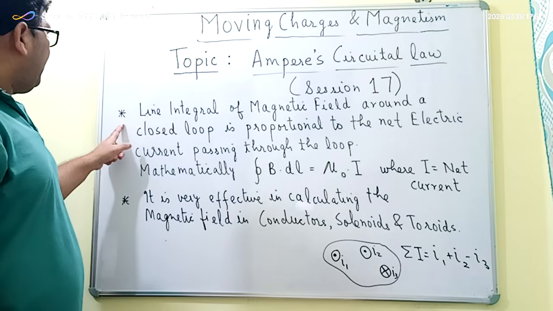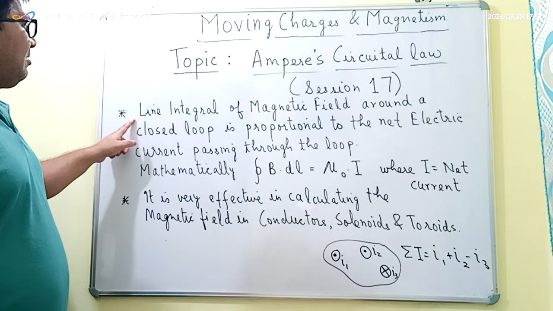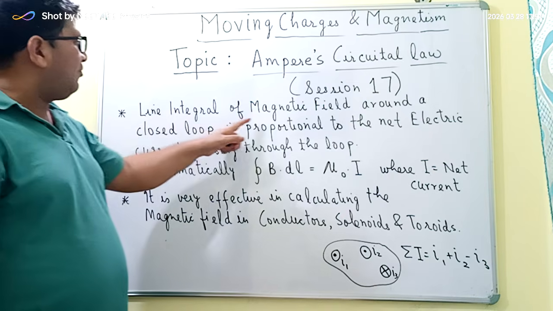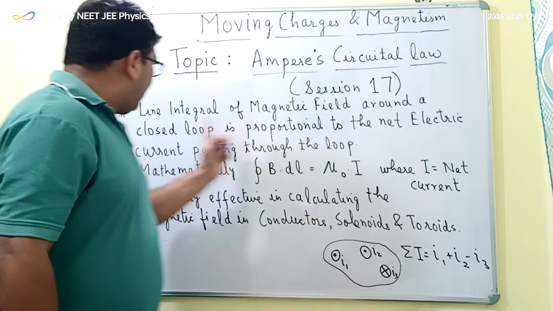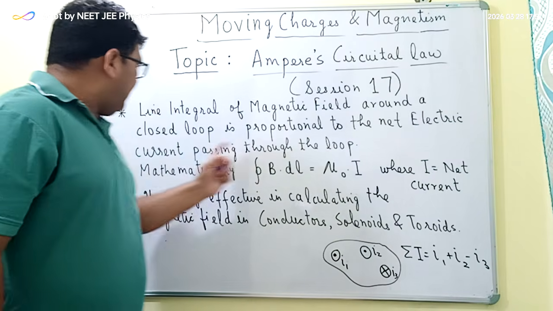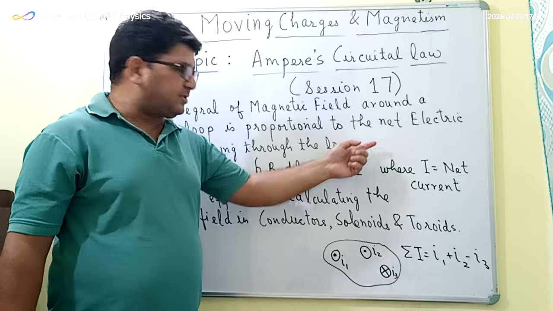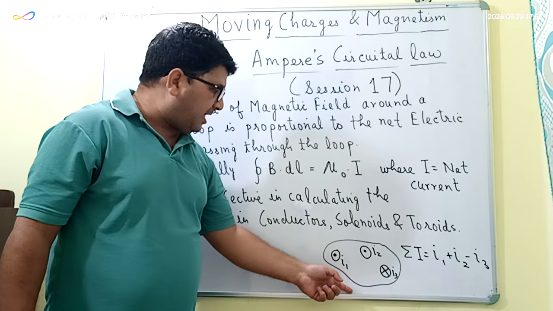So the first point here is the definition of it. The Ampere's circuital law states that the line integral of magnetic field around a closed loop is proportional to the net electric current passing through the loop. So in order to understand this definition, I have made one diagram here.